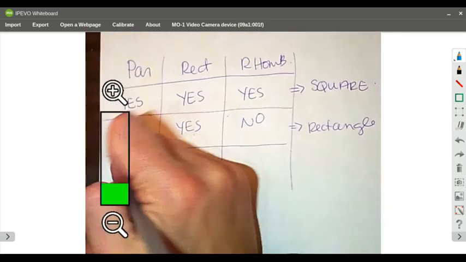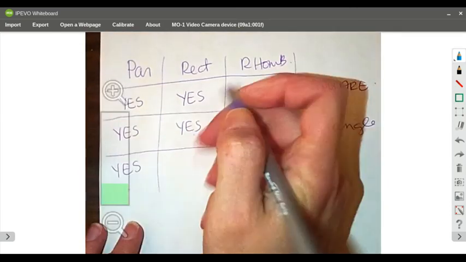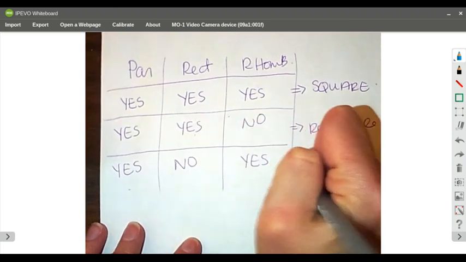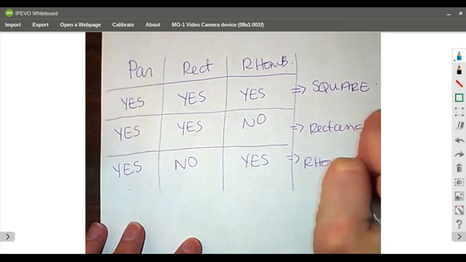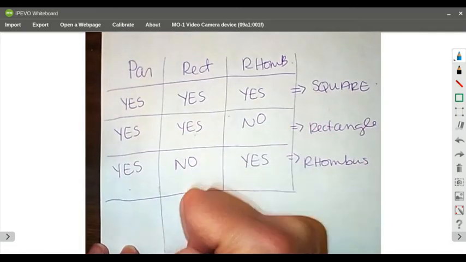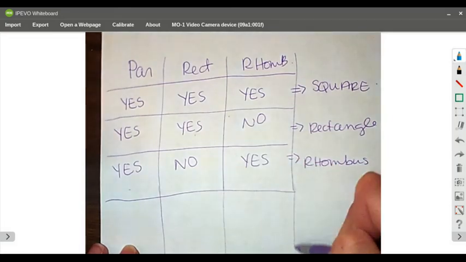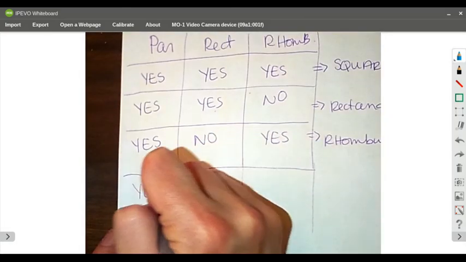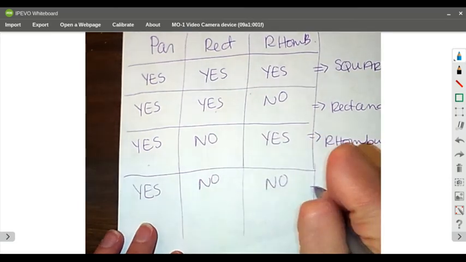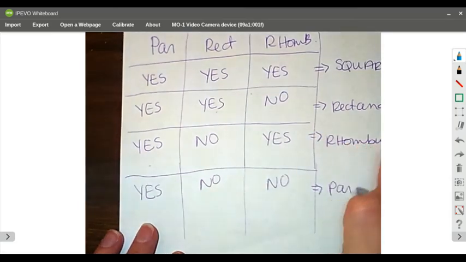What if we got, yes, it's a parallelogram. No, it's not a rectangle. Yes, it's a rhombus. That's the one we just had. That would be a rhombus. Add some more to this. Let's say we got, yes, it's a parallelogram. No, it's not a rectangle. No, it's not a rhombus. That would just be a parallelogram.